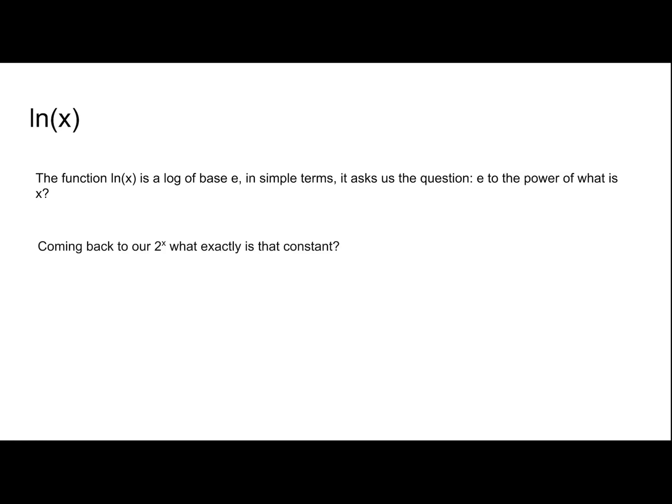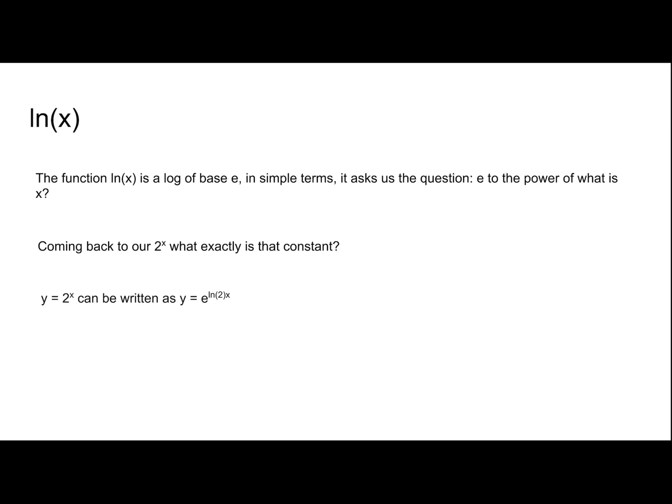Right, coming back to our 2 to the power of x, what exactly is that constant? At 0.693, what is that constant? Okay, we need to understand that constant. We can't just think of it as some number, because it's not just some number. It's something very important, and I'll show you. So y equals 2 to the power of x can be written as y equals e to the power of ln of 2 times x.